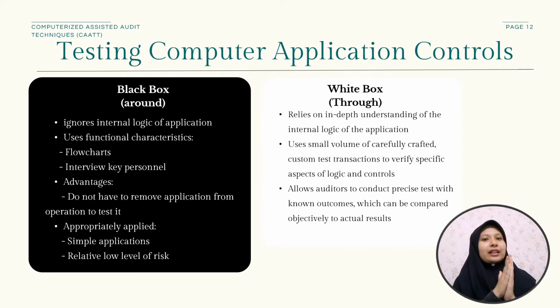Next we go to the last part of test data, which is testing computer application controls. It consists of two approaches: black box around and white box through. I will explain black box around first. Black box ignores the internal logic of the application. It uses functional characteristics such as flowcharts and interviews with key personnel, and the advantage of black box is that they do not have to remove the application from operation to test it.